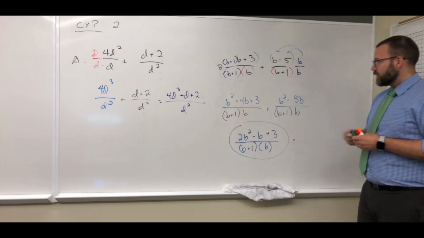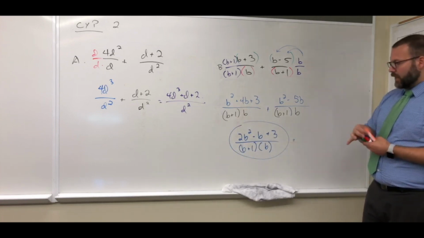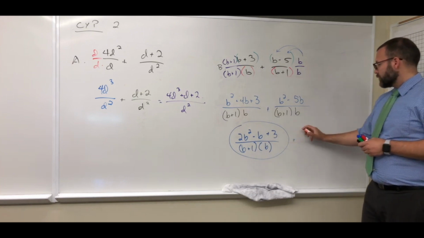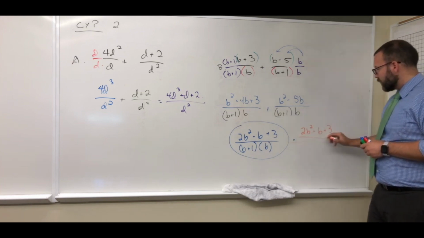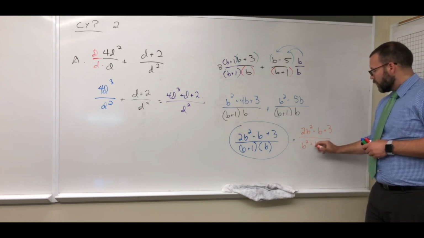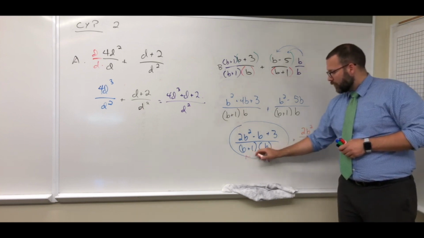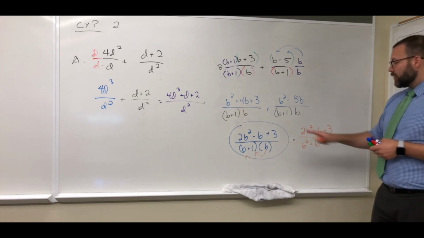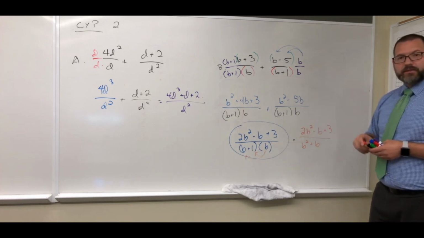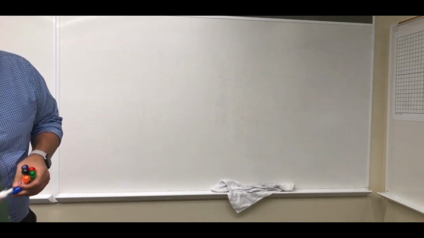Again, if you wanted to multiply out that denominator, you could. So we could also call this 2b squared minus b plus 3 over my distributed denominator, b squared plus b, but there's no reason I have to do that. Either one of these two answers is acceptable. So example 3a.